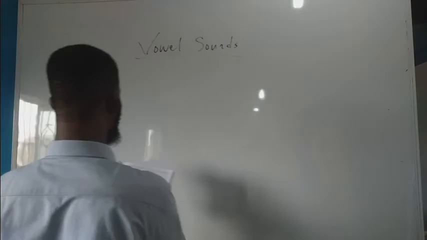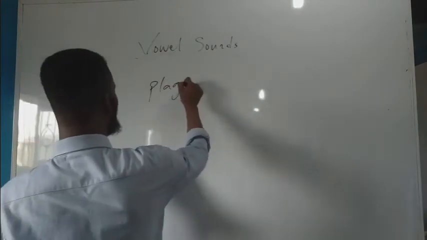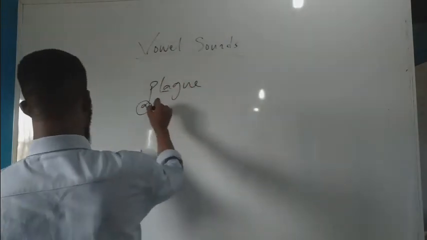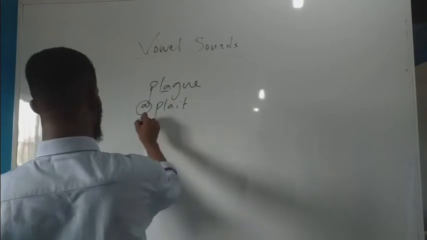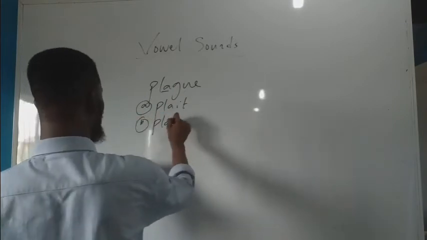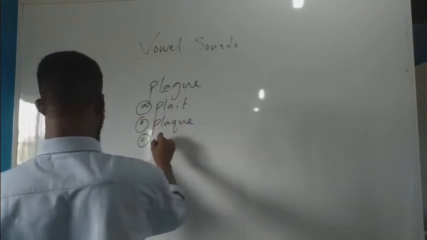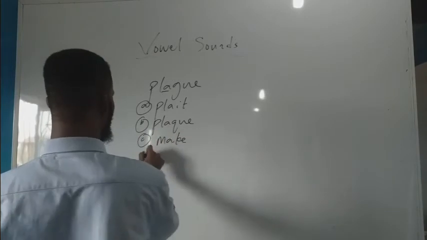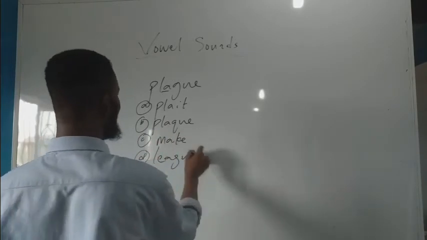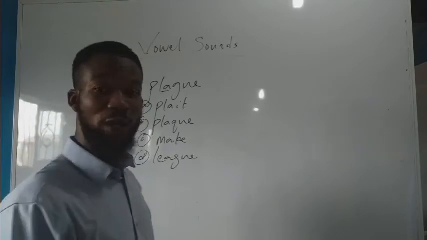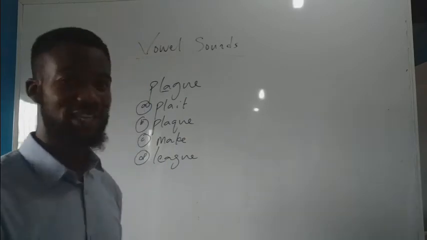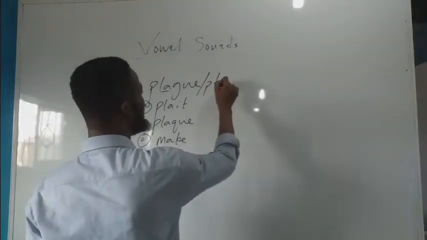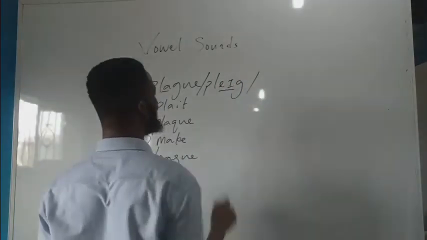One of the questions here is P-L-A-G-U-E, and this is underlined. Option A, we have P-L-A-I-T. Option B, we have P-L-A-Q-U-E. Option C, we have M-A-K-E. And option D, we have L-E-A-G-U-E. This is what we are looking for. The word is pronounced as plague. So basically we're looking for A.